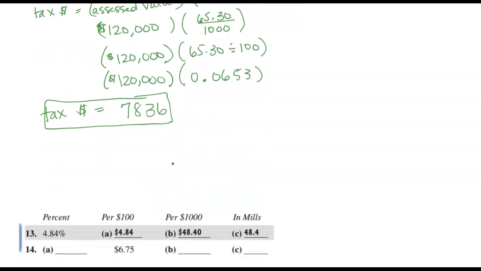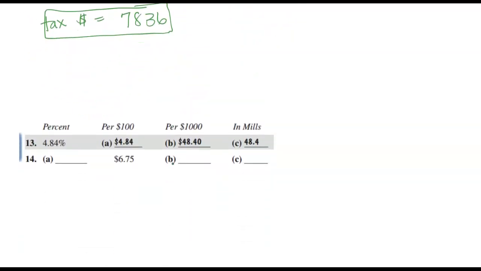One last question I wanted to introduce was comparing the different ways that the tax rate is provided. One way is a percent, and keep in mind percent means per 100. So percent and per 100 should match. So look for that, okay? In this case, percent has a percent sign and per 100 has a dollar sign. But notice that the value 4.84 and 4.84 are the same. Per 1,000 is the same meaning as mils. Mils means per 1,000. So in these cases, they should match.